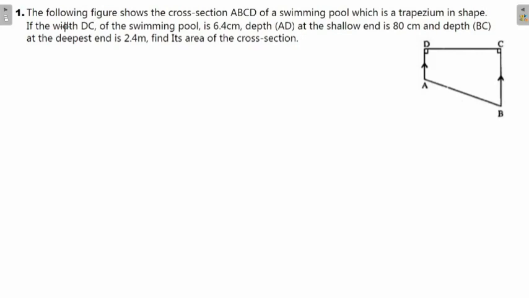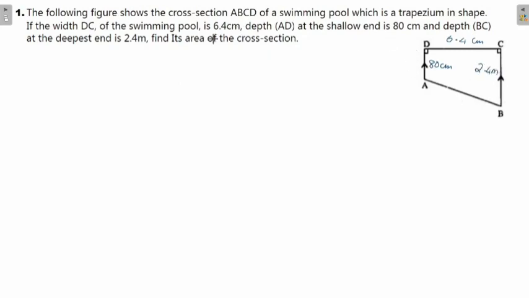Okay, now if the width DC is the distance between the parallel sides, can I call DC the height? Yes, right? So the width DC of the swimming pool is given to be 6.4 centimeter. The depth AD at the shallow end is given to be 80 centimeter, and the depth BC is given to be 2.4 meter.